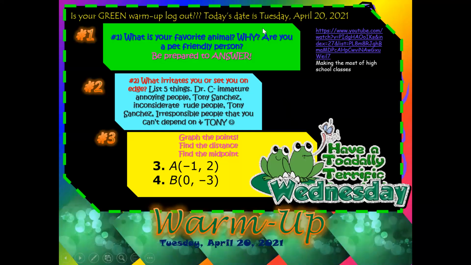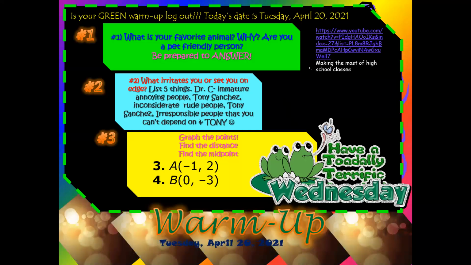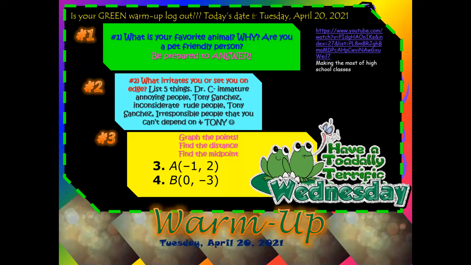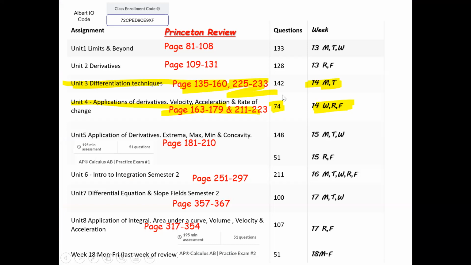So taking a look at what we are doing this week and what is due, you have your unit 3, which is on differentiation techniques, that should have been completed on Tuesday. Today is Wednesday, so you're going to get started on unit 4 of your Albert IO, which is on application of derivative: velocity, acceleration, and rate of change. So this is kind of where you're targeting.